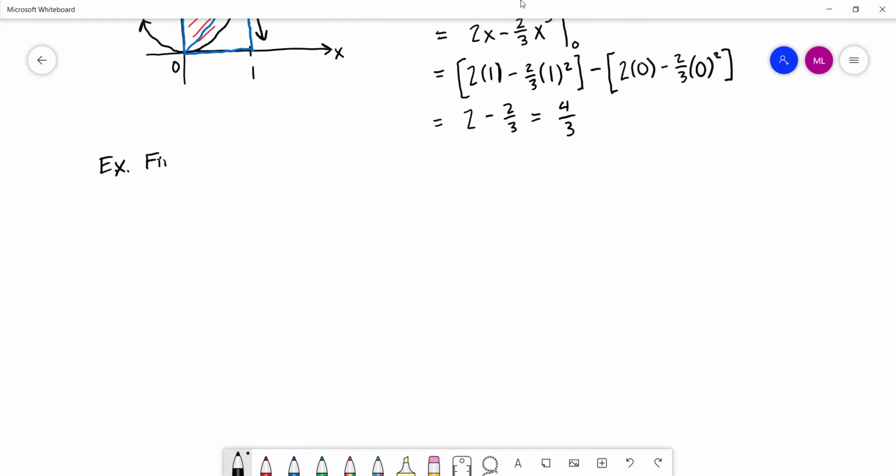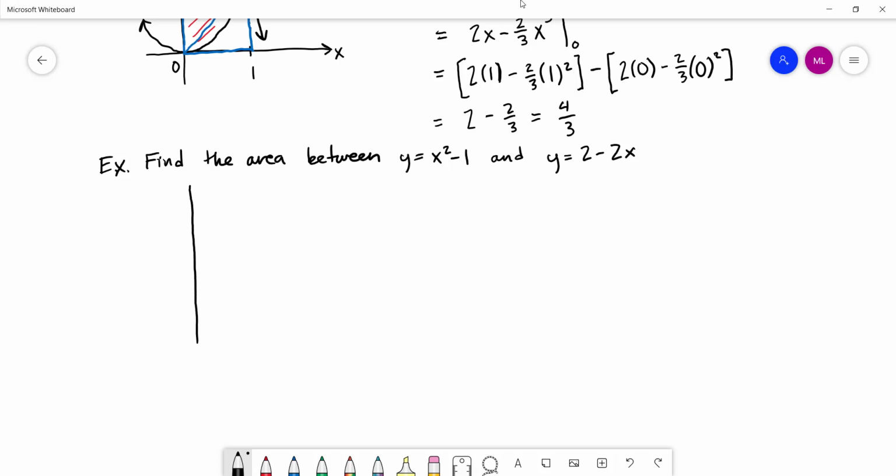So I want to find the area between, the first function I'm going to do, let's do this one. Let's do y equals x squared minus 1 and y equals 2 minus 2x. And so again, if I start with a graph of this, I know it doesn't ask for a graph, it just asks for the area.